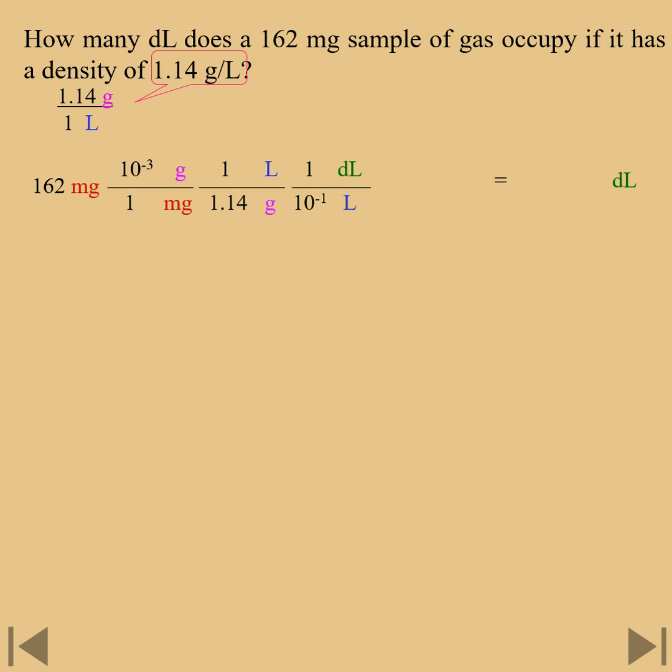So 162 times 10 to the negative 3rd, divide 1.14, divide 10 to the negative 1. Do make sure you know how to put these numbers on your calculator, and I come up with 1.42 deciliters when you put that in scientific notation.